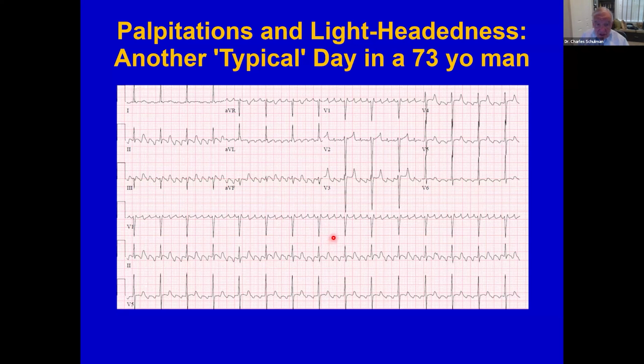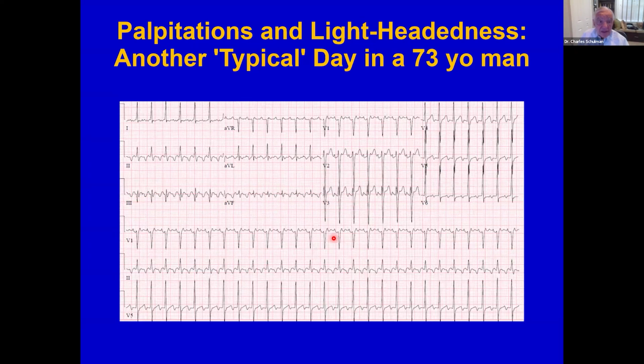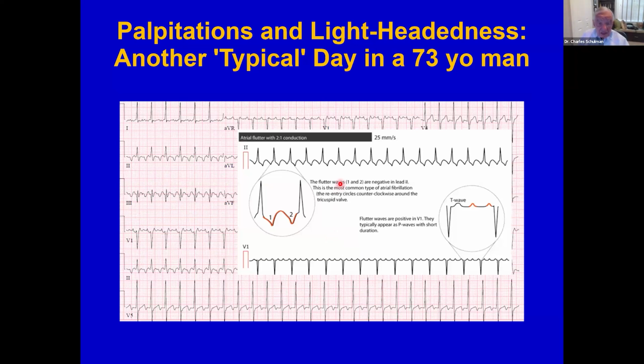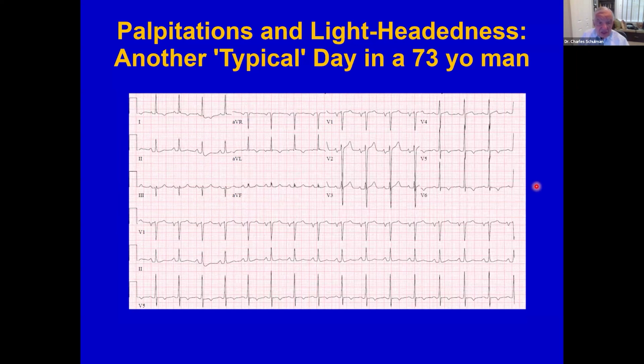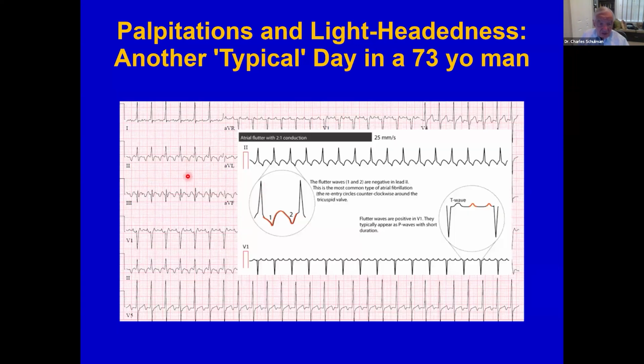Okay, so this is a typical atrial flutter. Here's another example of the same thing, showing the flutter waves. Okay, and here he is in sinus rhythm, and you'll notice that the P waves in 2, 3, and AVF are upright, not inverted. See, inverted.